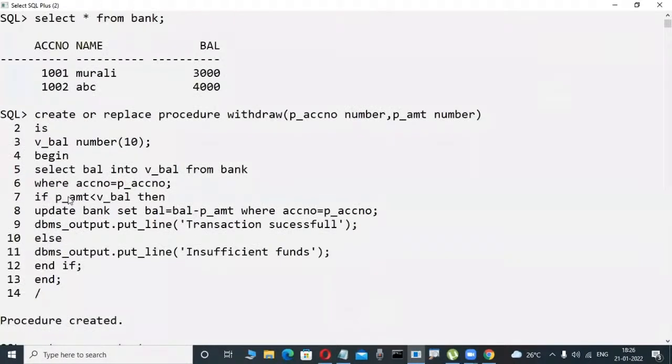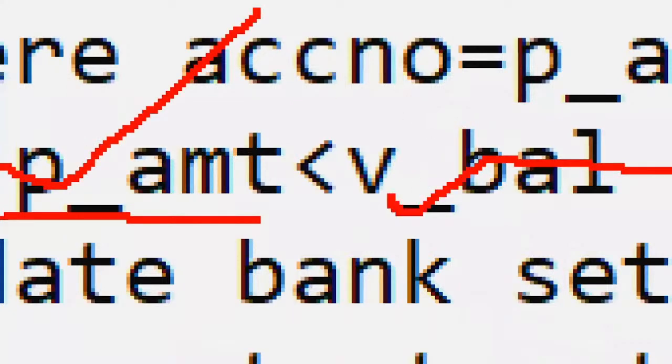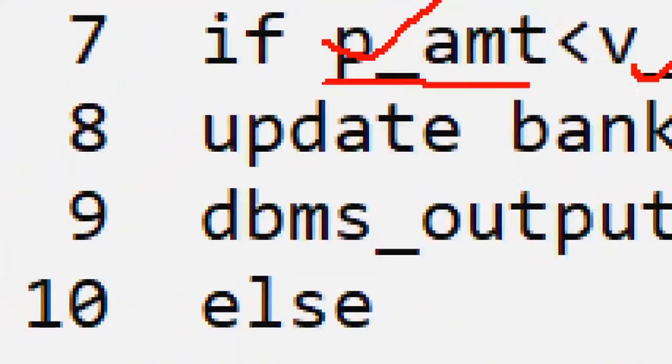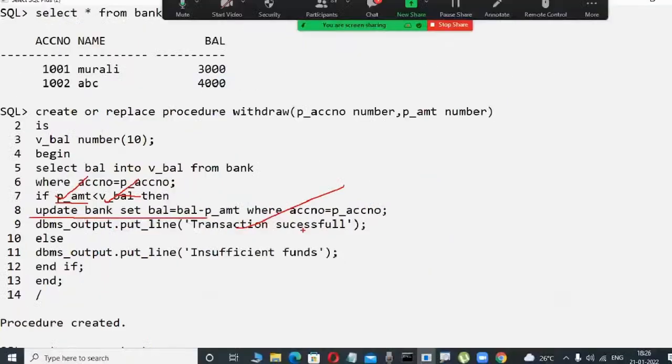So now, whenever your passed amount, 2,000, is less than the available balance, in this case 3,000, here this 2,000 is less than 3,000. I am updating the bank table only. Bank updating is modifying that one. Just the transaction is successful. Now really correct.